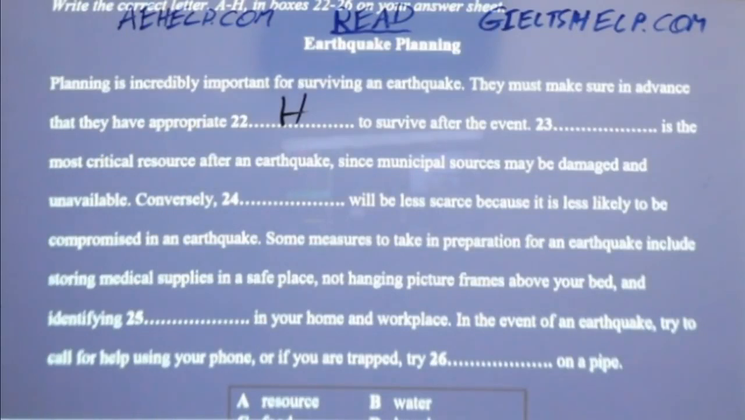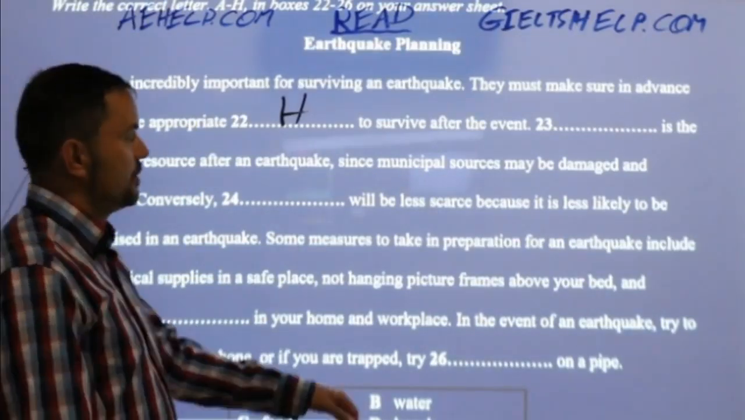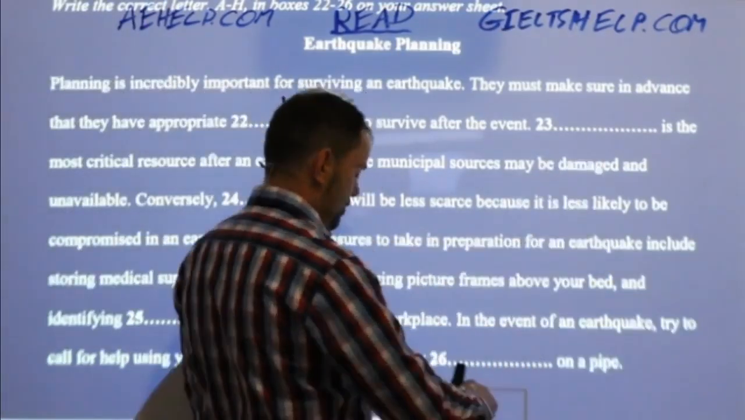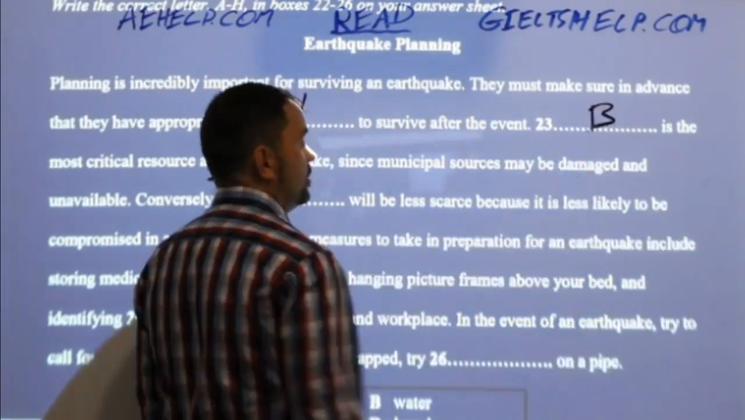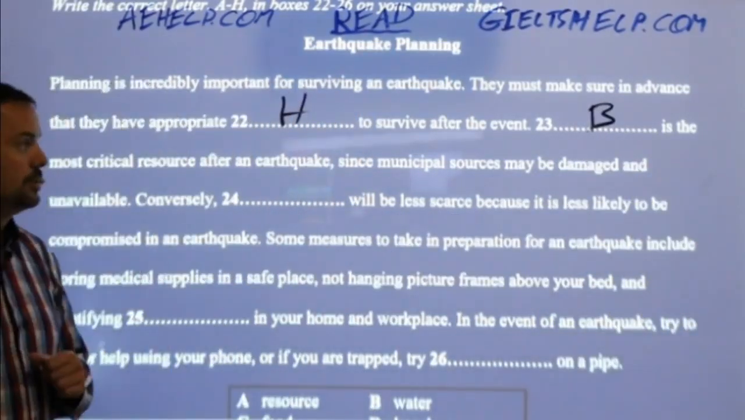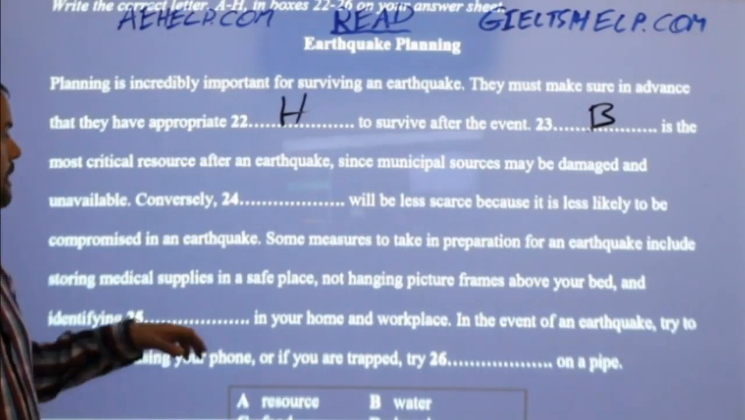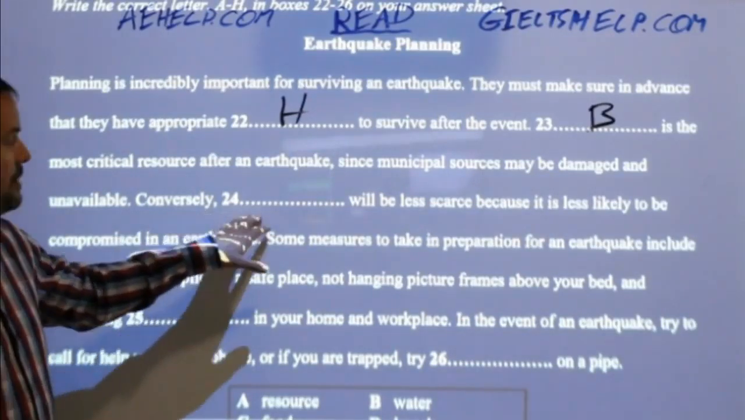Yeah, Joanne, think about your answer, of course, and then choose the right one. So water, right? And water is B. Water is the most crucial. Okay? Conversely, something will be less scarce.